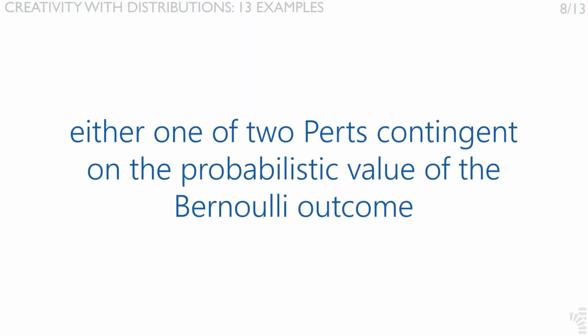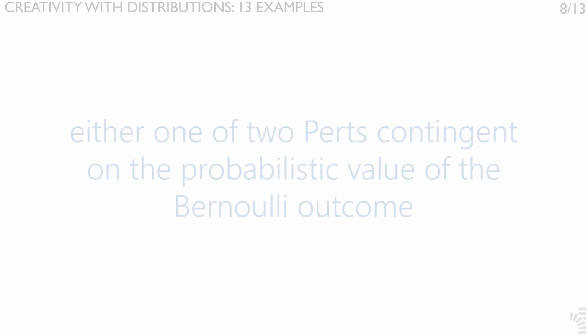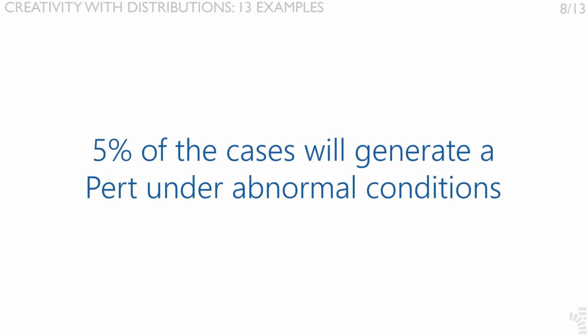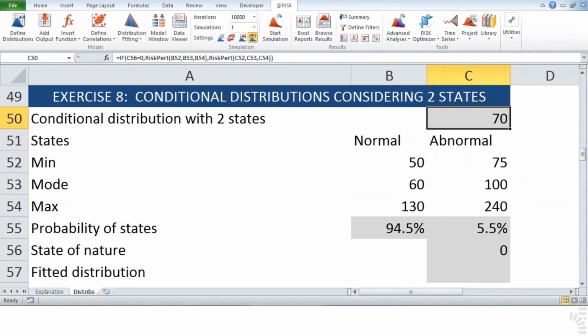This formula will generate either one of two PERTs contingent on the probabilistic value of the Bernoulli outcome, either a 0 or a 1. In other words, in approximately 95% of the probabilistic cases hinged on the Bernoulli distribution it will generate a PERT under normal conditions, whereas on 5% of the cases it will generate the other PERT distribution under abnormal conditions. 5. This cell on C50 needs to be declared an output.